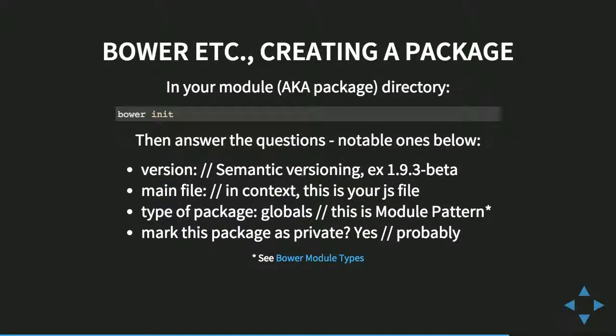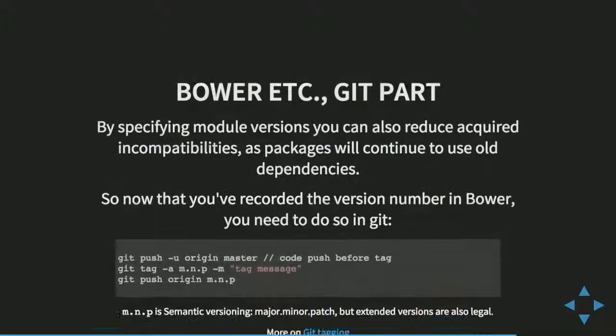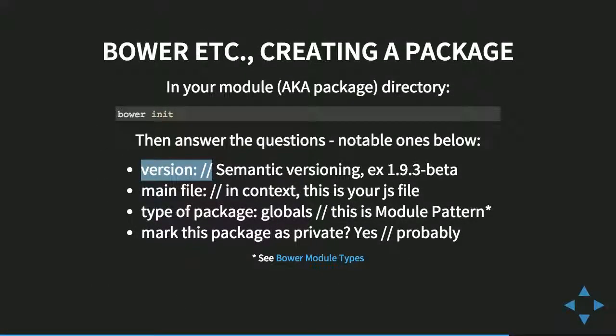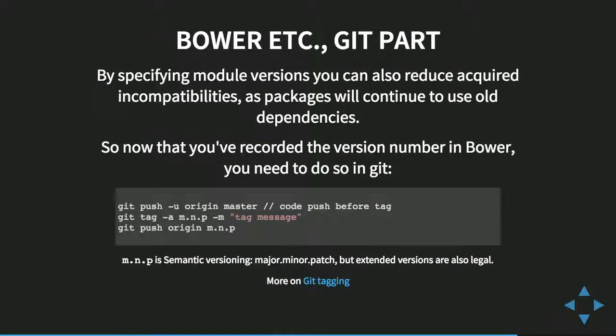Oh, semver. We're all familiar with semantic versioning. One dot something, dot something, optionally dash something else. That's important, because you can edit this file and put what requirements it has. So if your jQuery module requires jQuery, you can list it as a requirement, and you can also list its version.